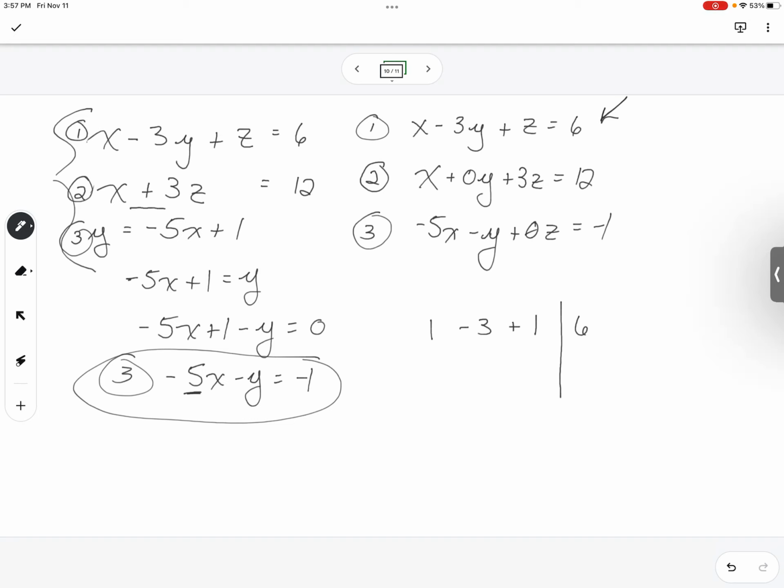That bar means equal to, right? In equation number 2 now, I have a 1 on the x, 0 for y, and 3 for z, and 12 on the other side of the equal sign. Equation number 3, I have a -5, I have a -1, and I have a 0 and a -1. And I put that inside my brackets, and I am finished.